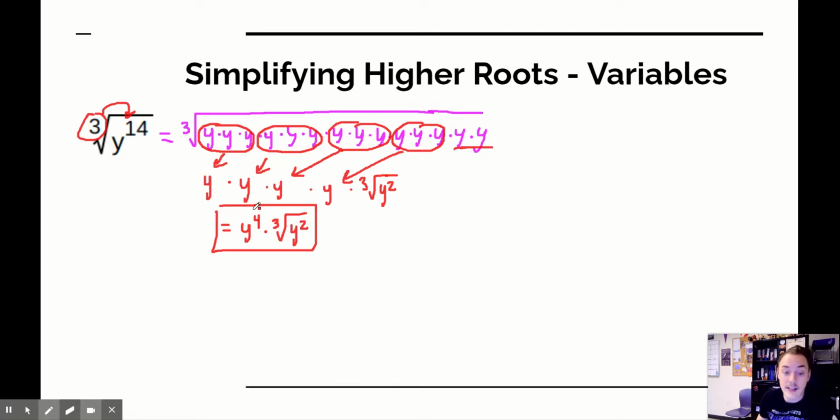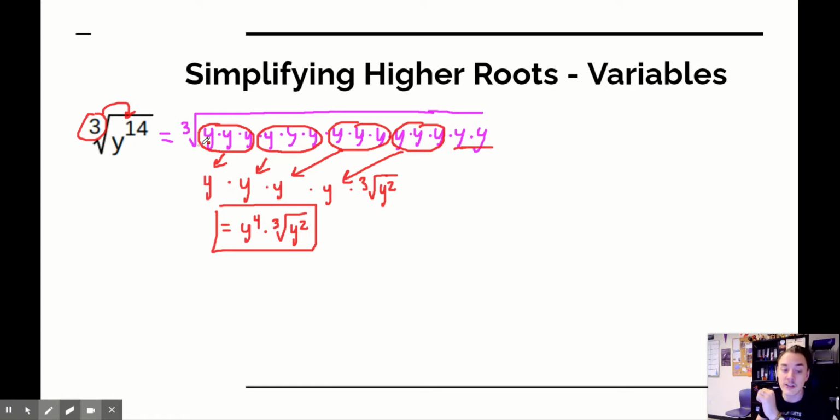How many times does 3 go into 14? 4 times. That's my y to the 4th out in front. And then what's left over? That's going to be underneath the radical, and what's left over is 2 more, because 14 minus 12 is 2. That's the easy way, just thinking about it. I'll say it one more time. How many times does 3 go into 14? 4, so y to the 4th. What's left over? 2, so y squared underneath the radical.